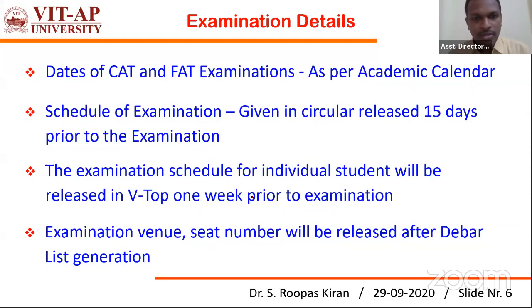Examination details will be available in VTOP. Dean Academics was projecting that there will be a D-bar status for students if they don't follow the attendance policy, so a D-bar list is generated by the Dean Academics. Only after the generation of the D-bar list will the examination venue be released. If you are taking 6 courses, for example, the examination hall details and seat numbers for each course will be released only after the D-bar list is generated.